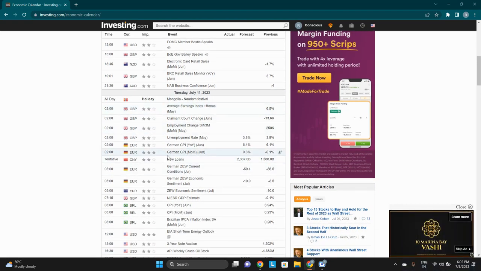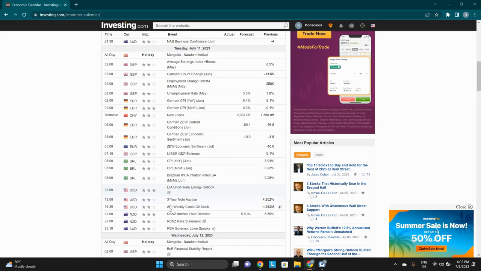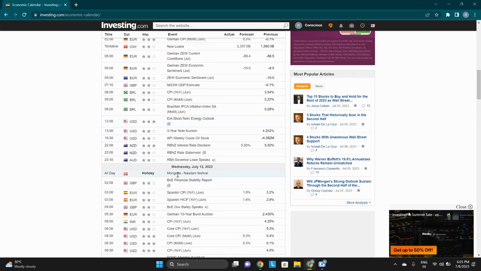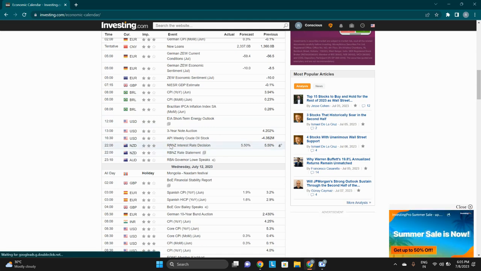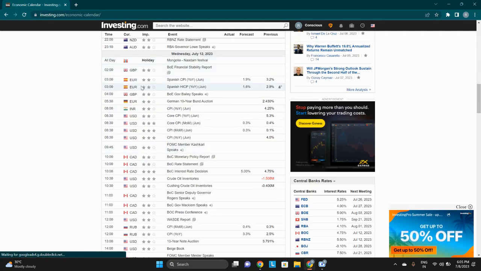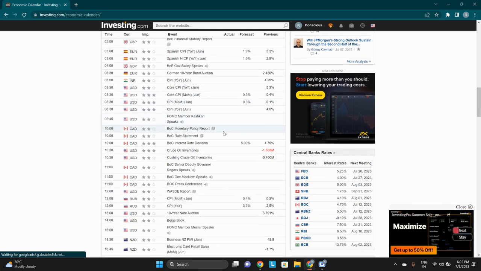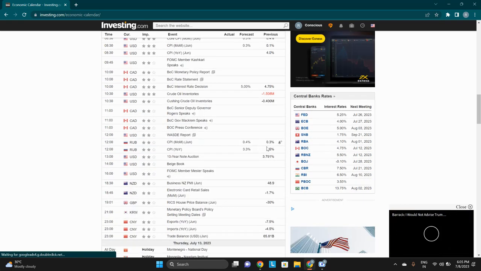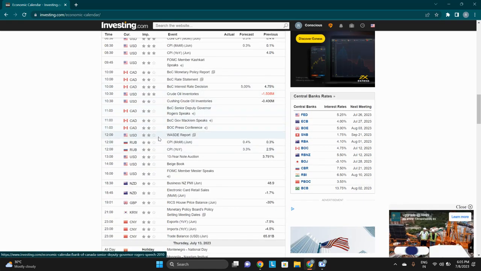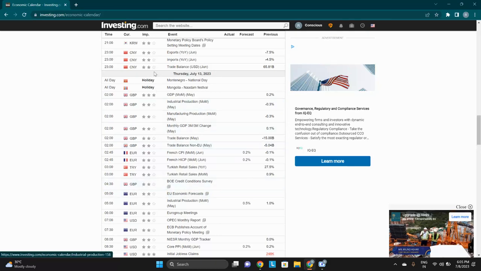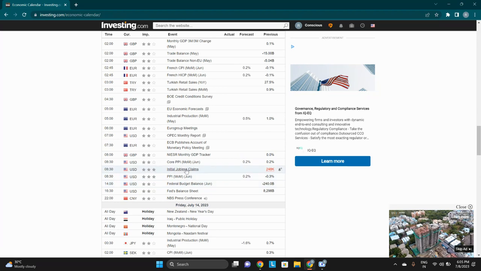Tuesday there is the German CPI inflation numbers, then the short-term energy outlook by EIA. Then there is the New Zealand interest rate decision on Wednesday. Wednesday is going to be very hectic: US core CPI and CPI inflation data, very important. We have Bank of Canada's interest rate decision and crude oil inventories. Then we go to Thursday. Thursday is the GDP data of UK, and also the initial jobless claims and PPI data from US.